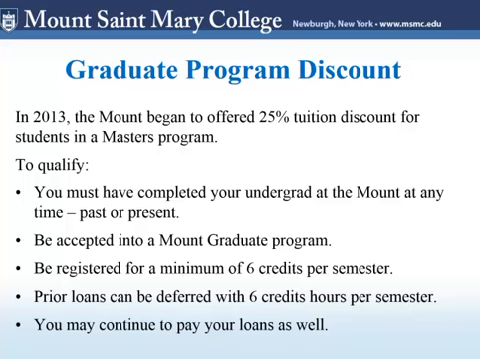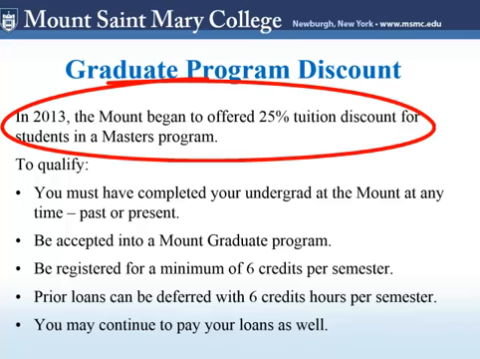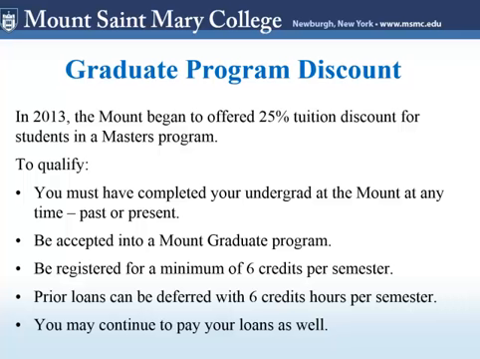In 2013, the Mount discounted graduate tuition for Mount undergraduates who enroll in one of our master's degree programs. You can receive 25% off your total tuition per semester if you meet the criteria listed here. Remember, if you continue to be enrolled for half-time, 6 credits or more per semester, your loans will be deferred and no payment will be necessary. However, you do have the option to continue to make payments. You can also receive federal loans for the graduate program.